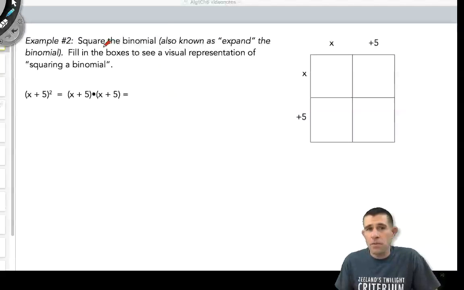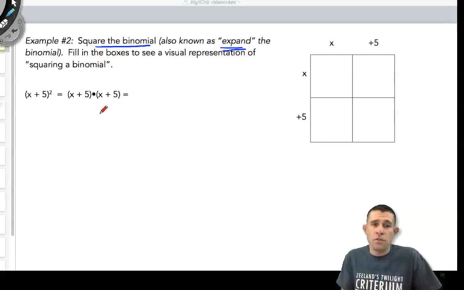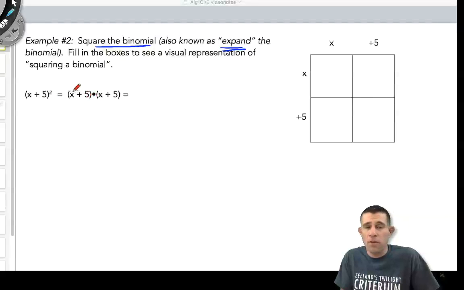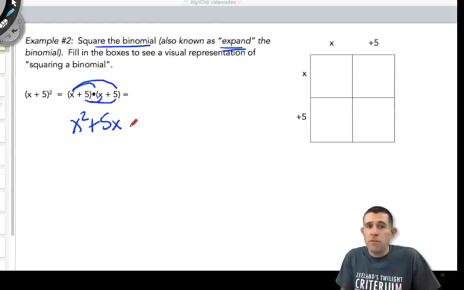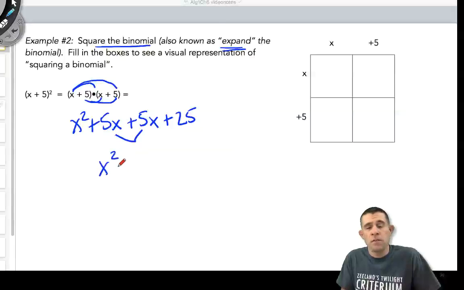All right, in example 2, we're asked to square the binomial. Now, this is also known as expanding a binomial. What we're going to do is first do it by hand here on the left-hand side, and then we're going to fill in this little graphic organizer, or visualization. So when we square something, we multiply it by itself. So we're going to multiply the binomial x plus 5 times x plus 5. We'll follow the same method as we did before. x squared plus 5x. And then we're going to distribute 5, so we get another 5x plus 5 times 5, which is 25. We combine our like terms in the middle, and our quadratic equation is x squared plus 10x plus 25.